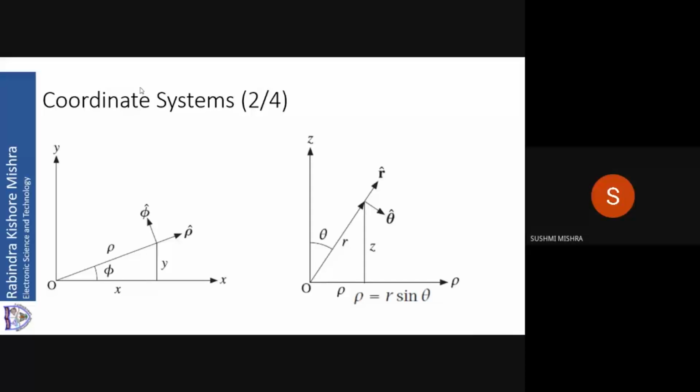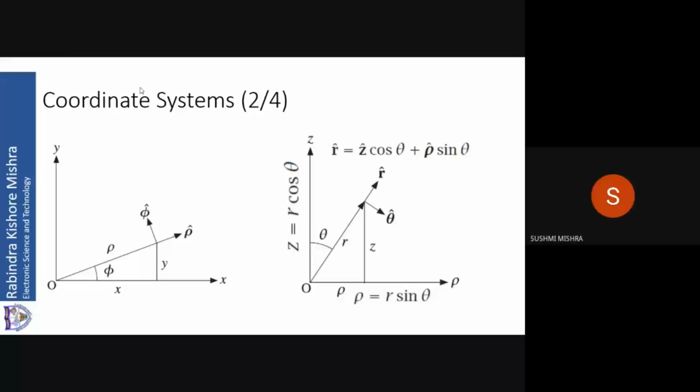Now once we see this, then we can say that this rho, which is the perpendicular drawn from the tip of the R vector onto the rho axis, is equal to R sin theta, because theta is the angle between the Z axis and R cap. Therefore, this will be R sin theta. Similarly, along Z, if I drop a perpendicular, that will give me Z is equal to R cos theta. So these two, we will get no confusion on that.